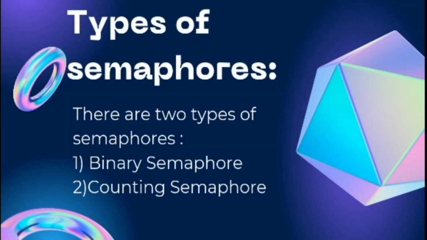So now let us see how many types of semaphores are there. There are two types of semaphores. The first type is binary semaphore and the second type is counting semaphore.